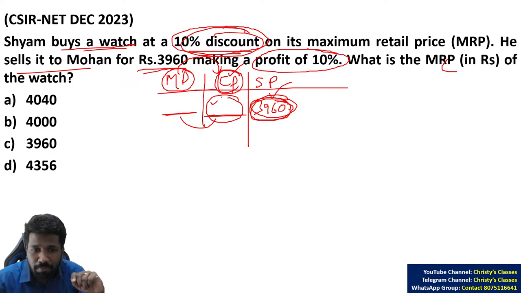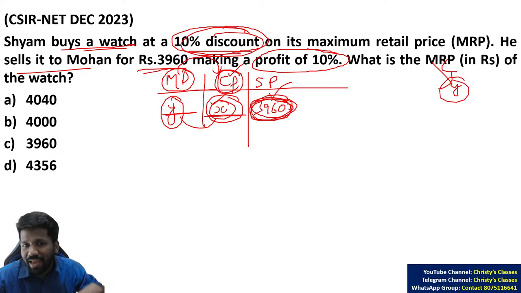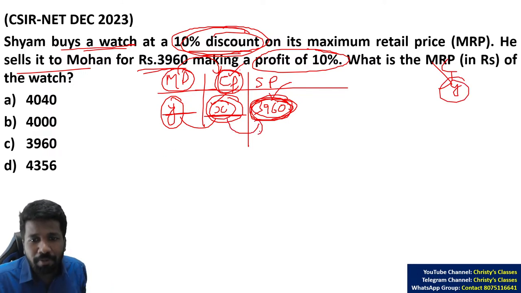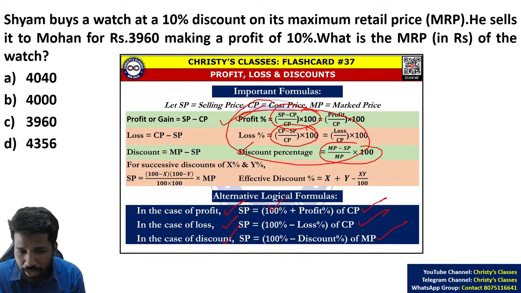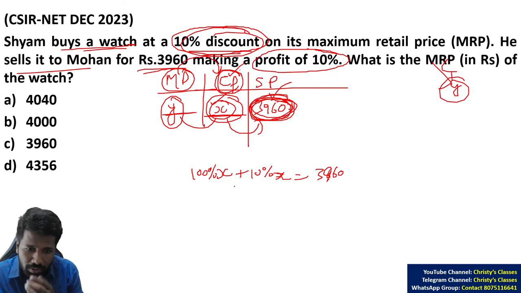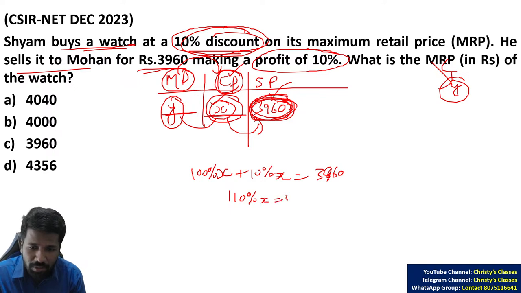That means he got a 10% profit on his cost price. That is how we get 3960. So if his cost price is X, and his marked price is Y, then that marked price Y is our answer. So X with 10% added is 3960. That means logically you can say that if 10% of X is added to 100% of X, we should get 3960. All of you understood this? That is what is written here: 100% of CP plus profit percentage of CP is SP. Instead of using this formula, try to do it this way. So 110% of X is equal to 3960.